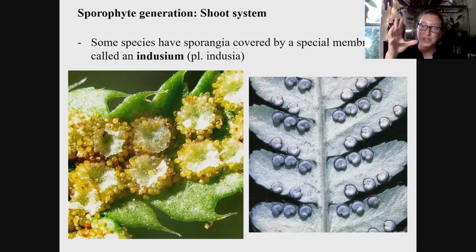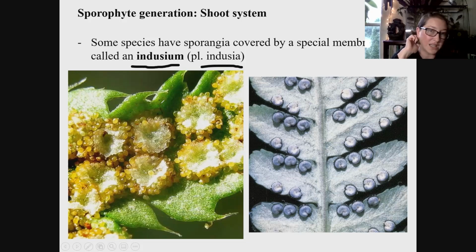In addition to shooting spores, which is super cool, some species of fern also have a membrane that protects the sporangia so that the humidity doesn't change too much. So this special membrane is called, one of them is called an indusium, and many of them are called indusia. So I'll change colors so it pops a little better. I guess I'll use white.